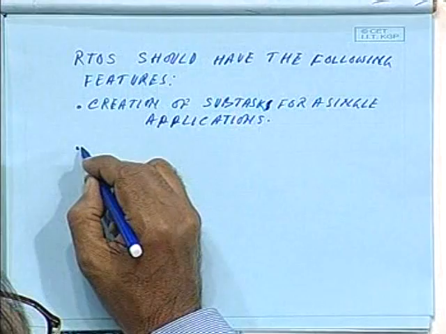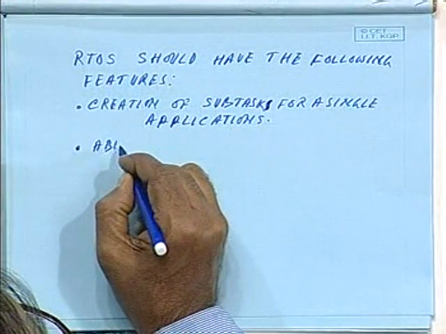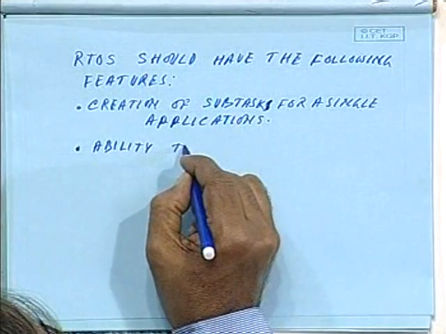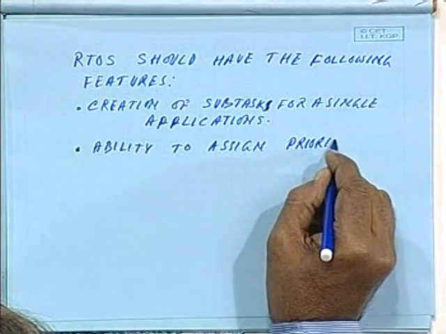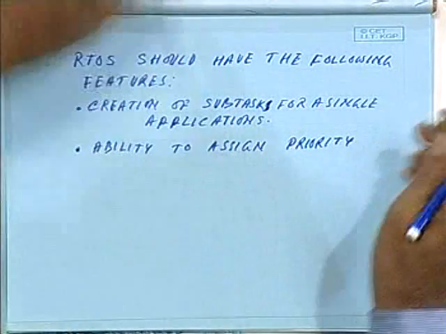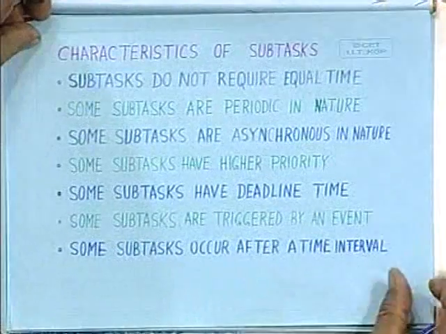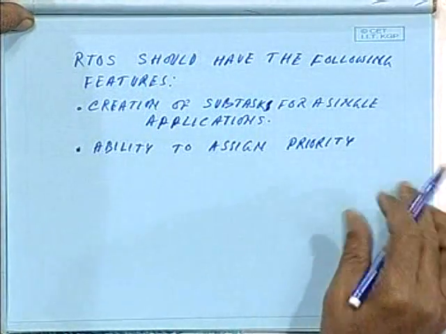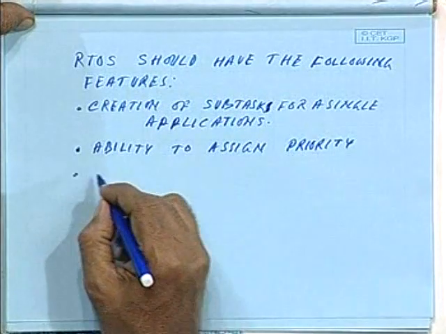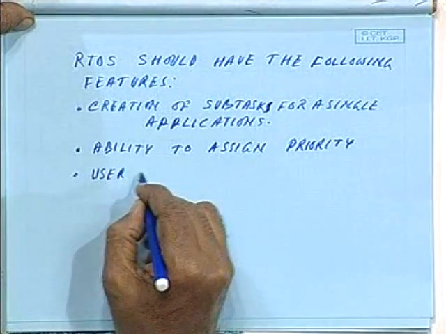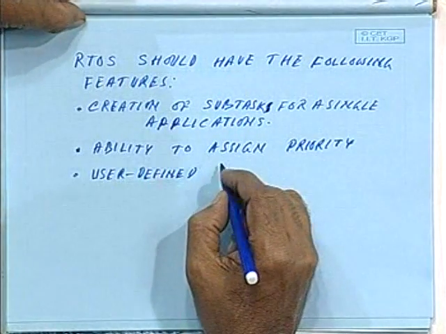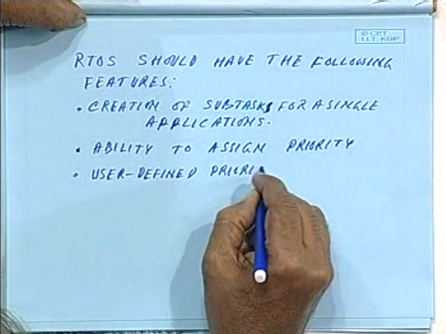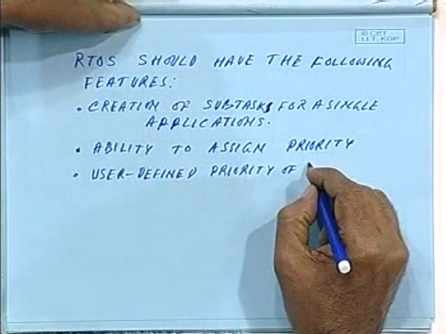Then it should have the ability to assign priority. As I mentioned, some of the subtasks will have higher priority. That is one of the requirements. So the real time operating system should be able to assign priority to different tasks, and it has to be user defined, including priority of interrupts.